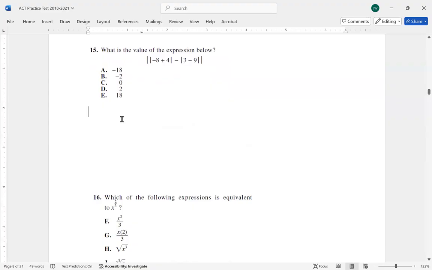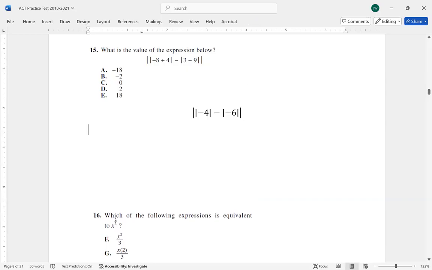Question 15. What is the value of the expression below? In this expression, I have to work inside out. -8 plus 4 is a -4, but that's inside of an absolute value. 3 minus 9 is going to be a -6, but once again, that is inside the absolute value.